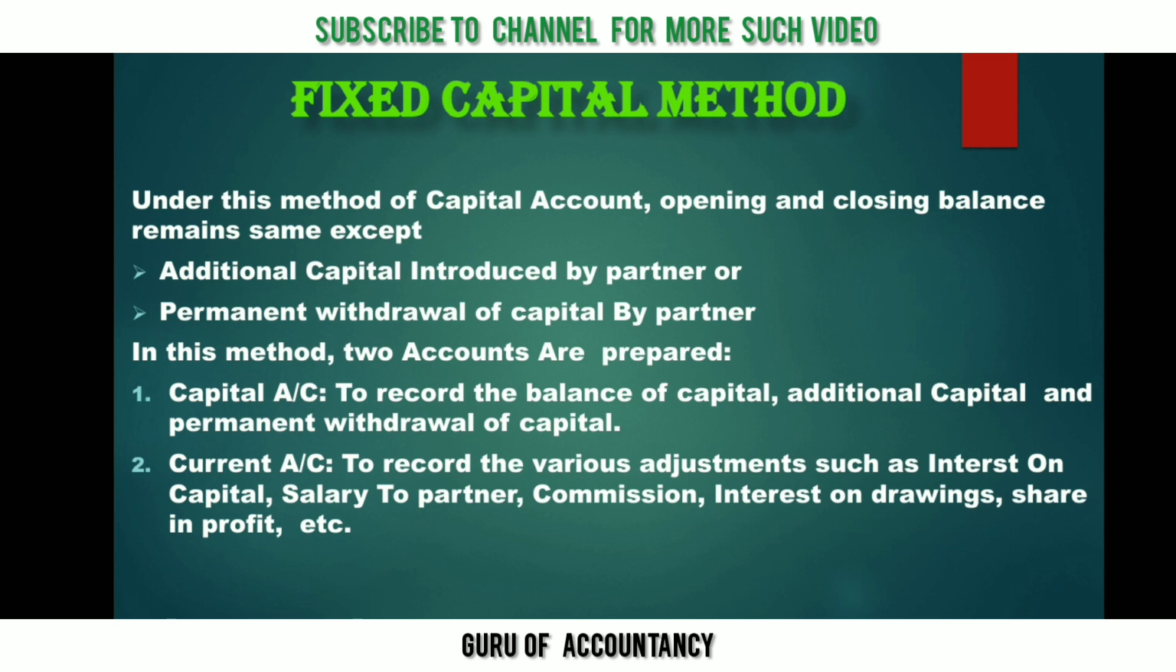In current account, we record different types of transactions like interest on capital, salary given to partners, commission to partners, bonus given to partner, interest on drawing, share of profit, etc. So, most of the transactions related with the partners are recorded in current account and capital account transactions are recorded in capital account. So in fixed capital account method, you have to prepare two accounts. One is capital account of partners and second is current account of partners.